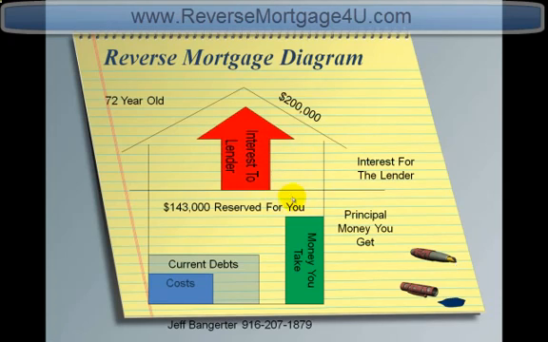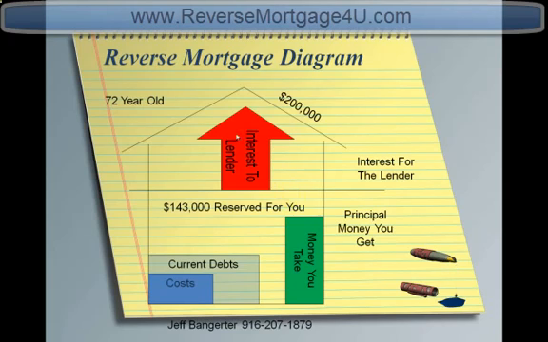The key thing, and I think the biggest misconception that I see from many borrowers and people that don't really understand the reverse mortgage, is they think that somehow you're giving your house to the lender. And that is absolutely not true. This is a very basic approach.